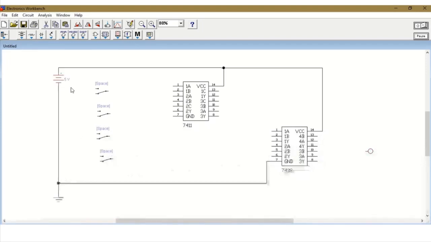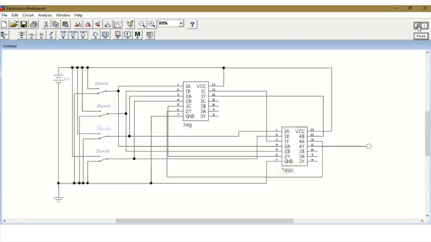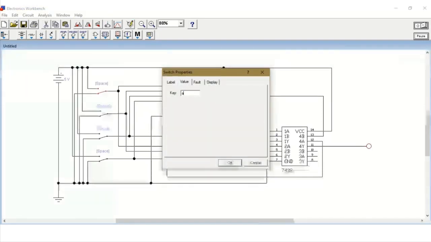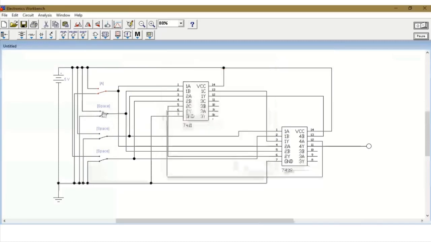Let me move the battery a bit. Okay, it's a bit neat now. So this is how we would be making the connections, and once the connections are complete, we have the circuit like this. Let's name our switches A, B, C, and D, which would be operated by the keys A, B, C, and obviously D. Okay, the connections are complete, and you can see the connections, neat and fair. Let's start the circuit.